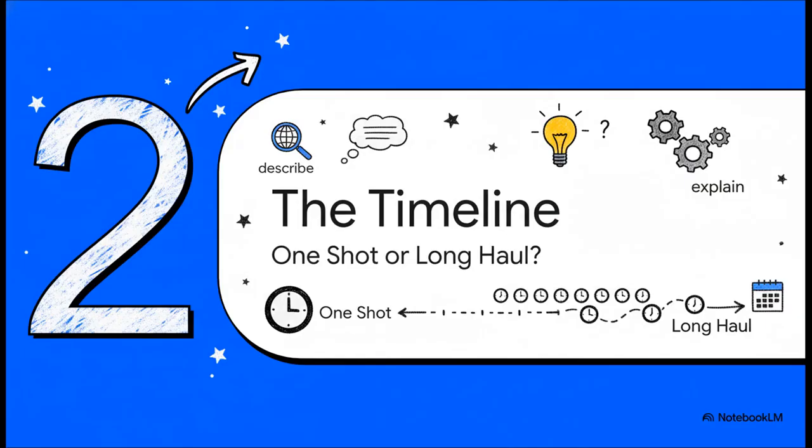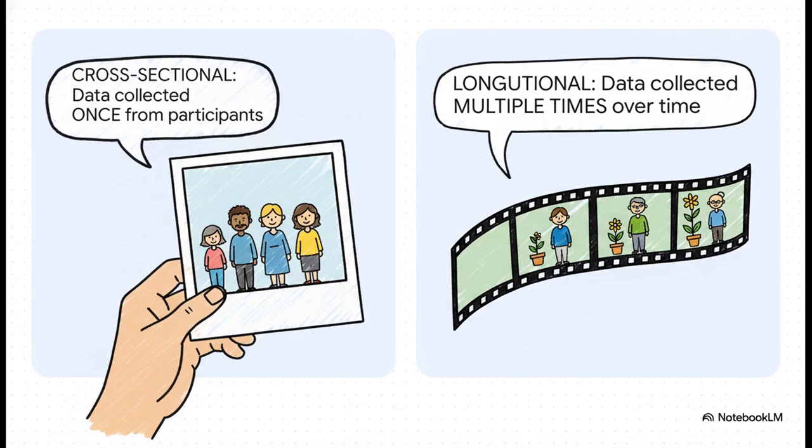Okay, so once you know your goal, whether you're exploring, describing, or explaining, the next huge decision is about your timeline. Are you going to take a single snapshot in time, or are you in this for the long haul, filming a whole movie? It really boils down to two options. A cross-sectional study is kind of like taking a photograph. It's one single snapshot of a group of people at one specific moment. A longitudinal study, on the other hand, is more like shooting a movie. You collect data from the same people again and again over time to see how things change.